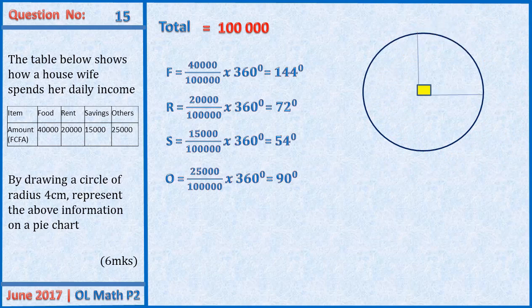Now from the center of the circle, the first quantity, which is others, is 90 degrees. Then the next one, food, 144 degrees. You can use your protractor here. The next item is savings, 54 degrees, and the last is rent, 72 degrees. So that is the pie chart. That brings us to the end of section A. We are now moving to the four questions in section B.